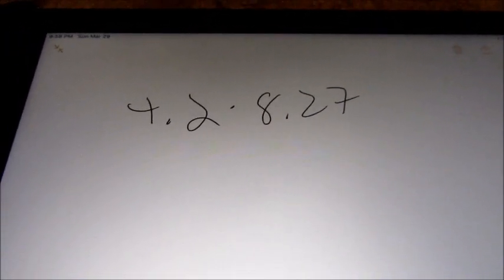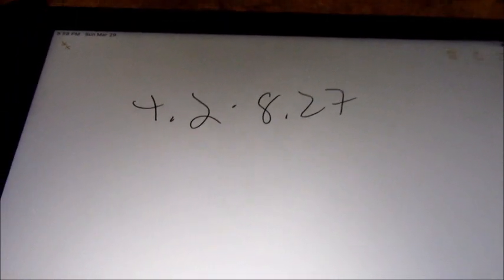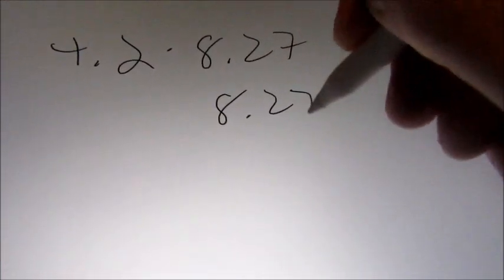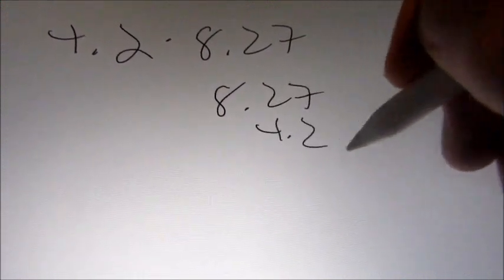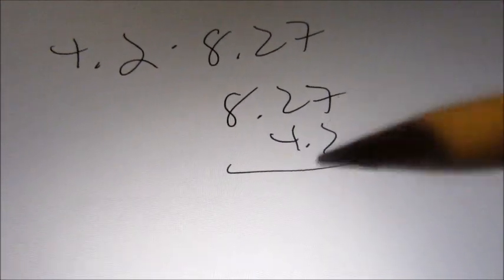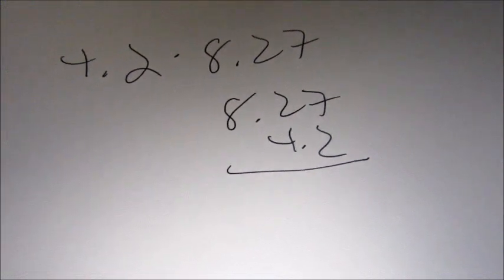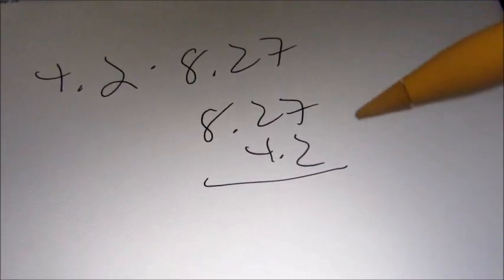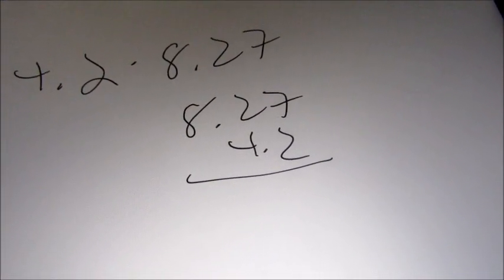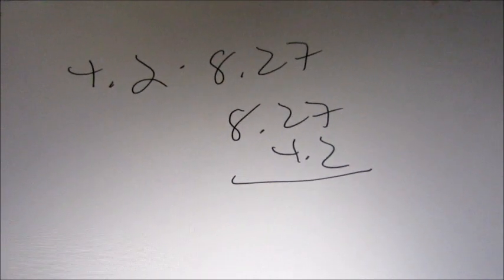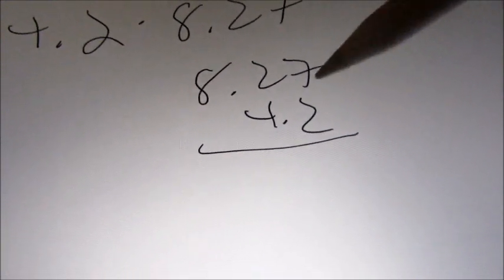Now let's say that we're multiplying. Say we have 4.2 times 8.27. Again, let's do it vertically, and I'm going to put the 4.2 second, so 8.27 and 4.2. Here, I don't have to line up the decimal numbers. I'm going to line up so that the last digit is here. Now I'm going to multiply as if there were no decimals there at all. Just pretend they're not there for a while.